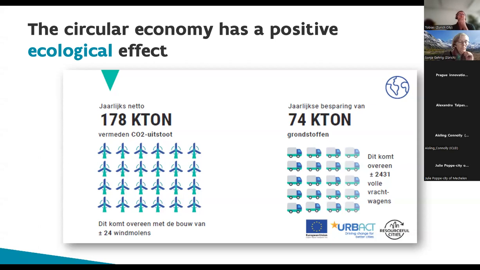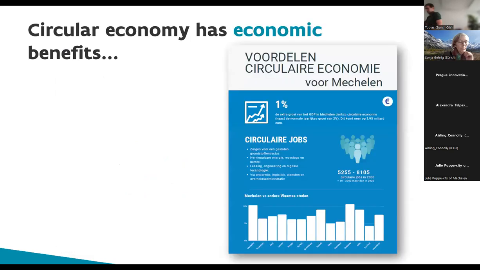Here are some indicators that are used by the city of Mechelen, but it's a very indicative first impression of what you can achieve by having circular economy strategies deployed in your city. You can avoid CO2 emissions by 178 kilotons a year. You can avoid the use of raw materials and resources by 74 kilotons a year. But it's just an indication. It's not based on extensive research.